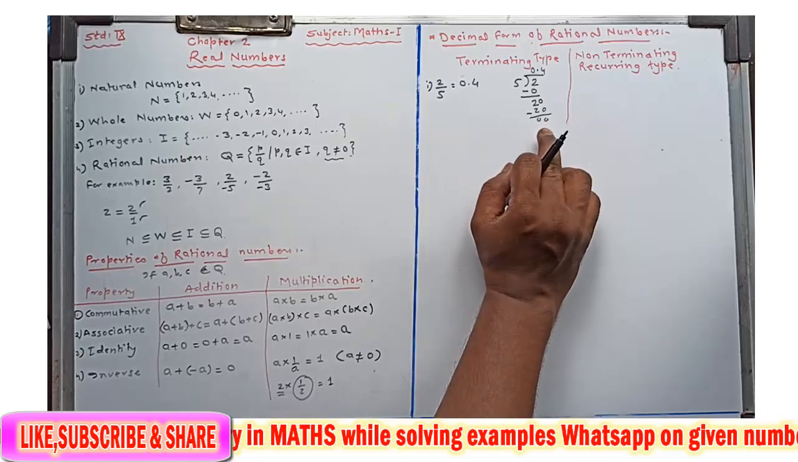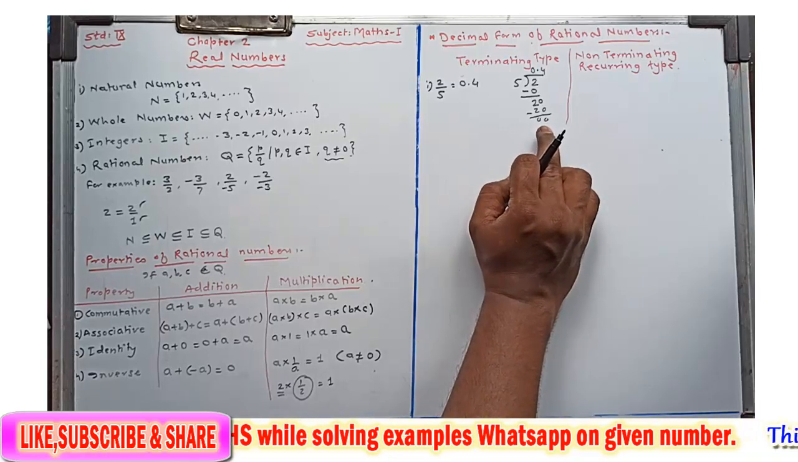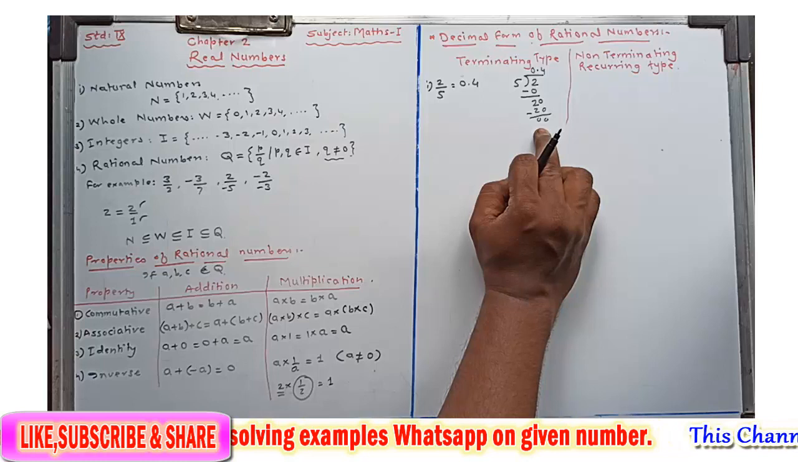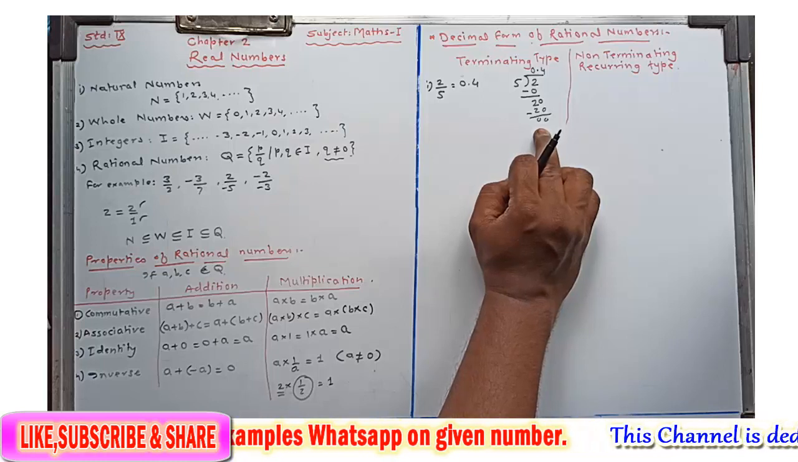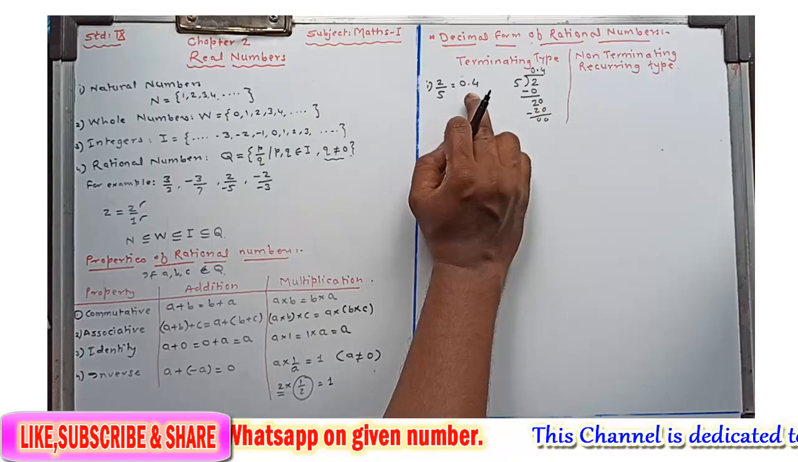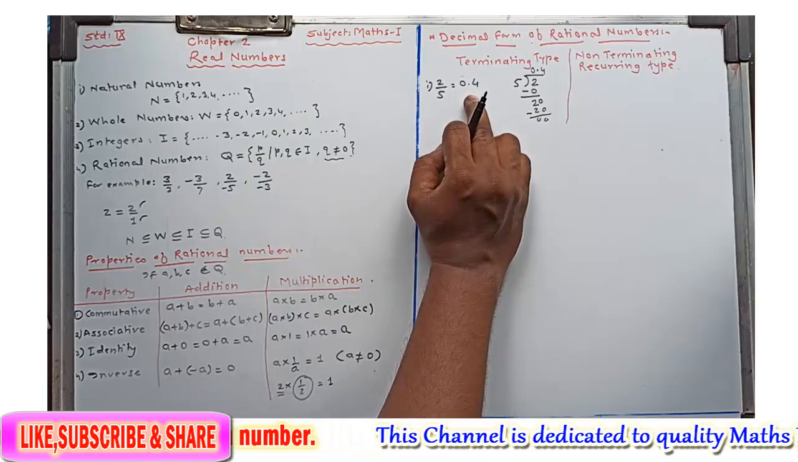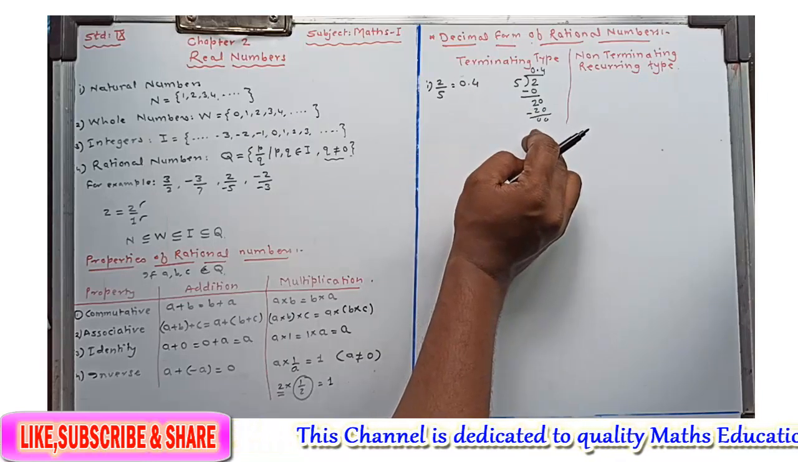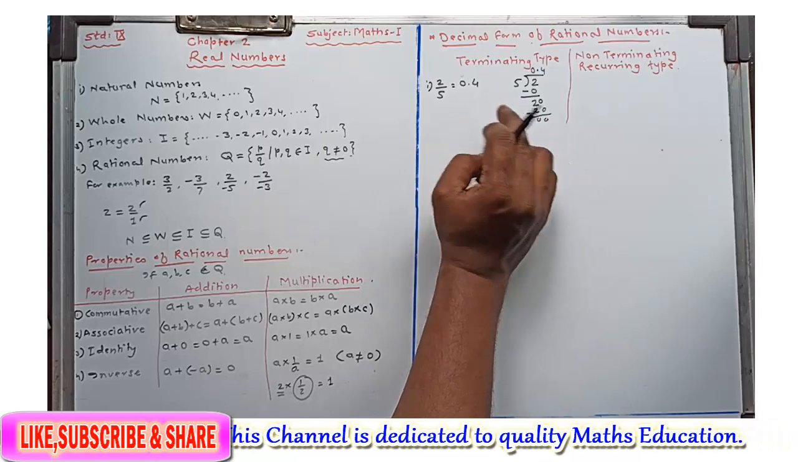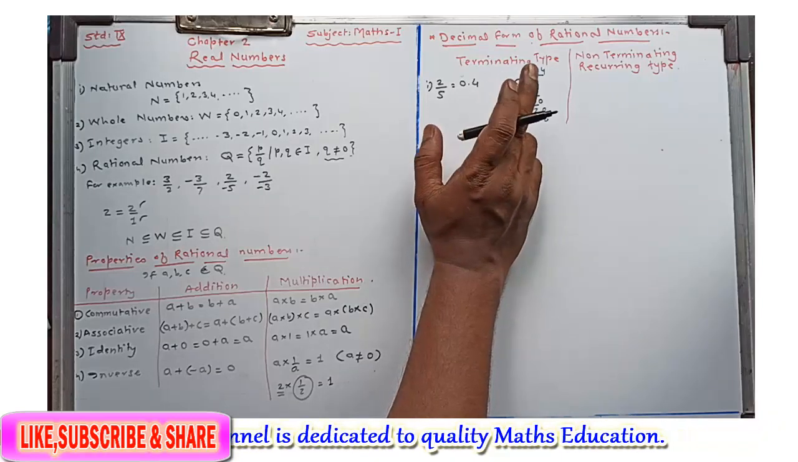Okay. So here the remainder is 0. If the division has remainder 0, then that decimal form, that quotient, is called the terminating type. Terminating, the division finishes here. So that decimal form is called terminating type.